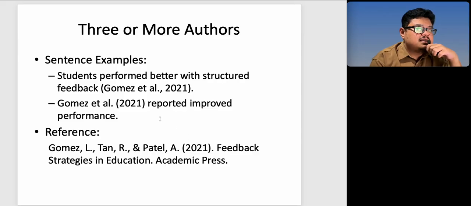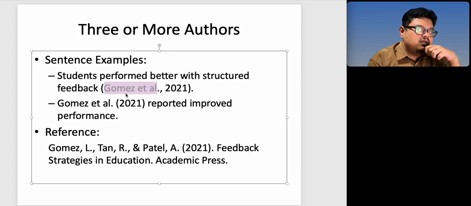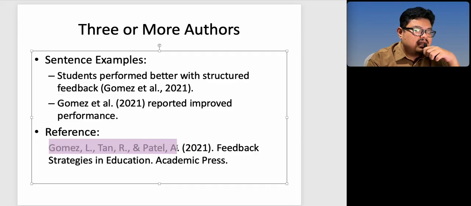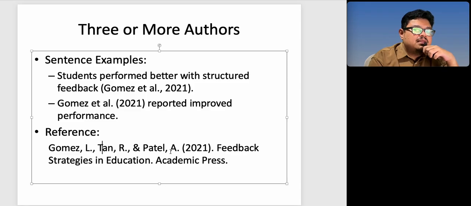And if there are three or more authors, you do not need to write all of the names of the authors. You just write et al. Gomez et al. 2021. Okay, or in the sentence, the same thing. Gomez et al. 2021 reported improved performance, and the rest of the sentence. Okay, and for reference, you have to write all of the authors' last names here. Gomez L., Tan R., Patel A., 2021. Okay, so this is from a book.